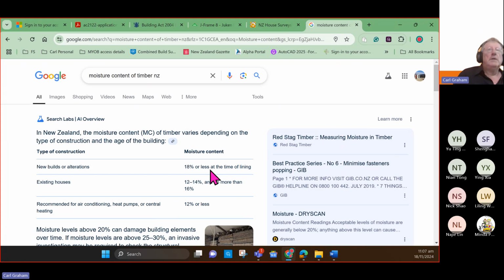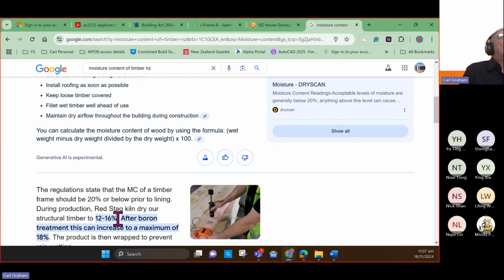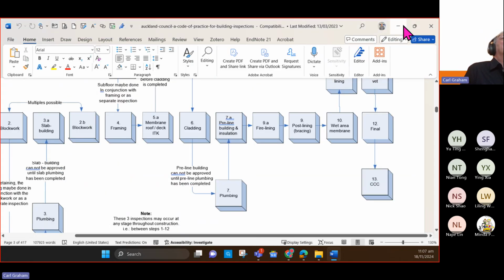So just be aware that the moisture meters have a calculation. Like after boron treatment, it's currently, say, 12 or 16%, but after it's treated with boron, it becomes 18%. So it's 2%. So just be aware that that can go on.